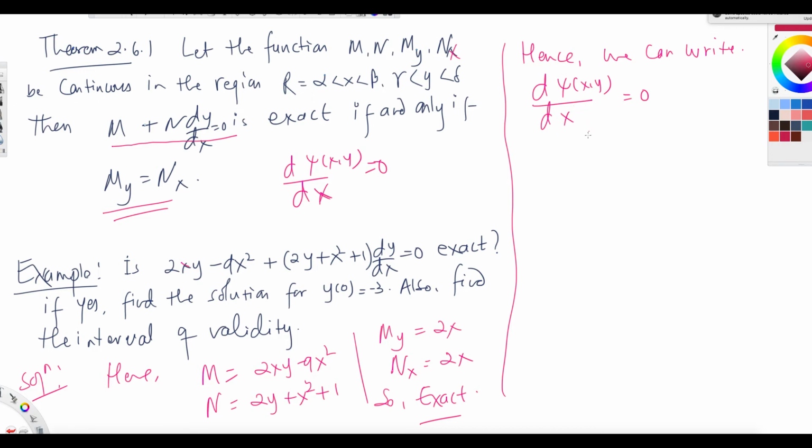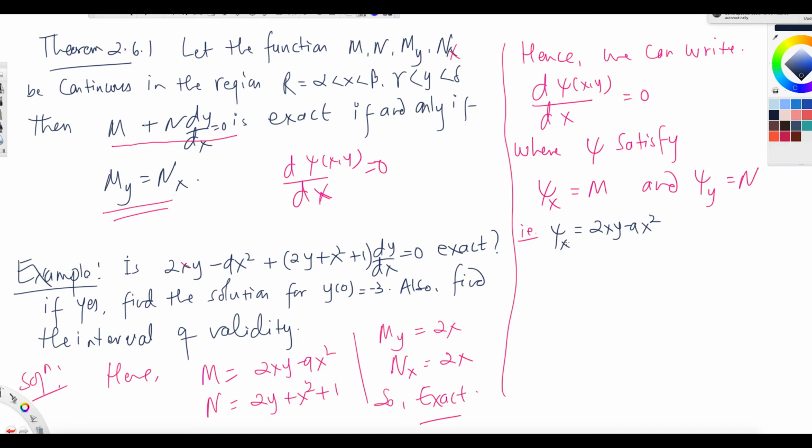Now, but what is psi? I gave that relation in the definition. So psi satisfies psi sub x equals M and psi sub y equals N. That's what psi satisfies. Now we need to find psi. So what is psi sub x? Psi sub x is M, which is 2xy minus 9x squared, right?